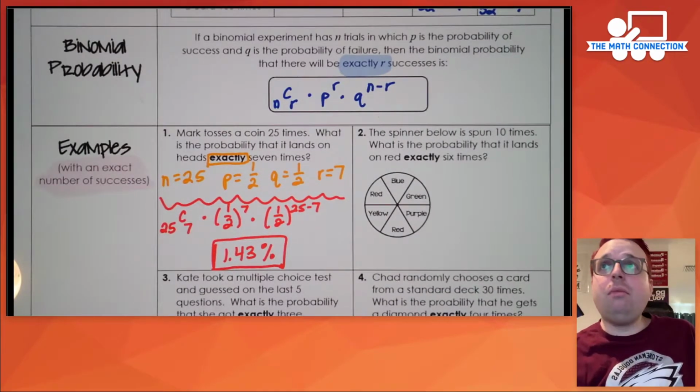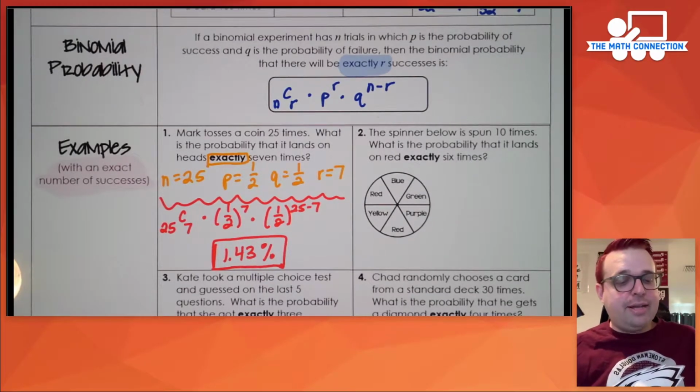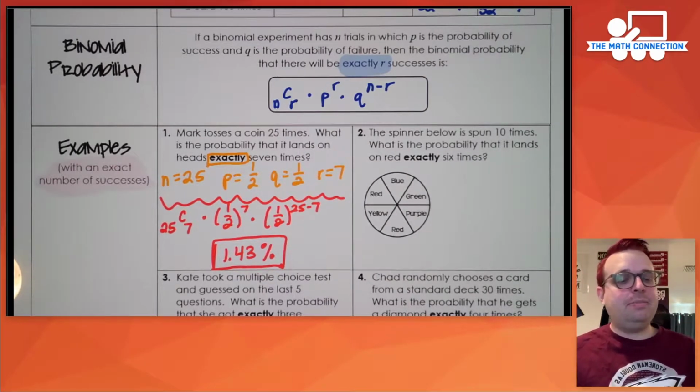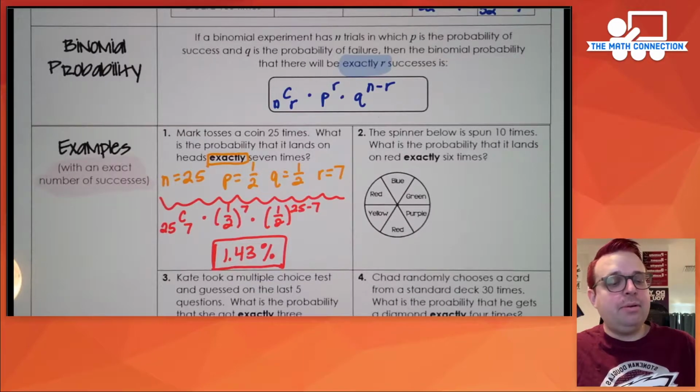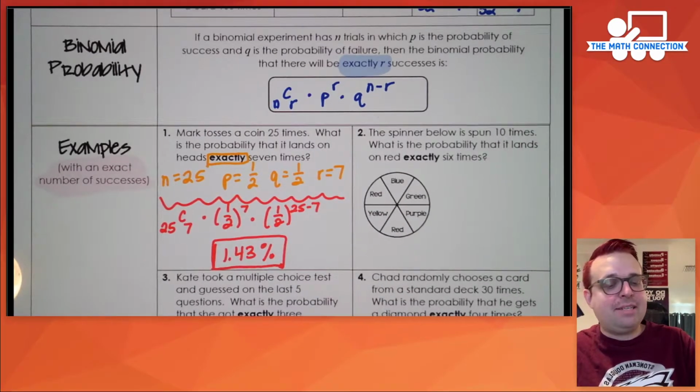Okay, so let's go ahead and switch to the next example. Next example is about the spinner. The spinner below is spun 10 times. And what's the probability that it lands on red exactly 6 times? So let's do some fact finding here.